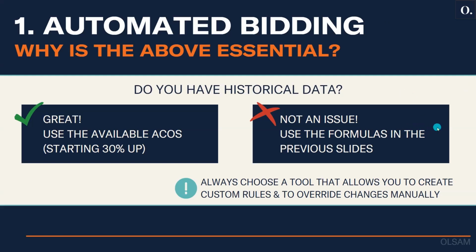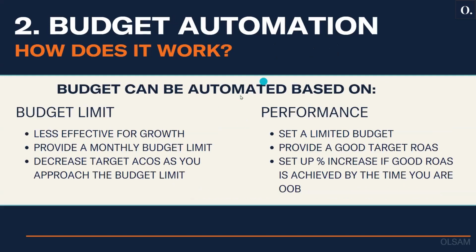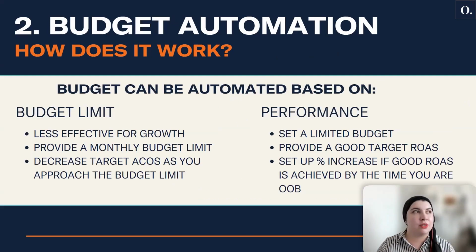Moving on to the next slide, I want to talk about budget automation and how it works. So this is a fairly simple one. If you have a target budget, some tools allow you to insert it for each month and monitor it closely to increase or decrease spend accordingly.